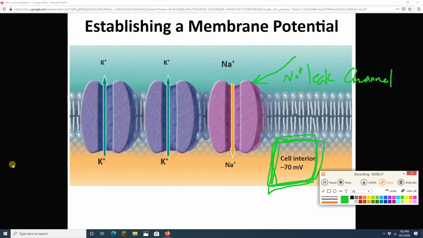Now you might be wondering, okay, what's the point of me learning this? Well, as we're going to see, changing the resting membrane potential is how we send electrical signals.